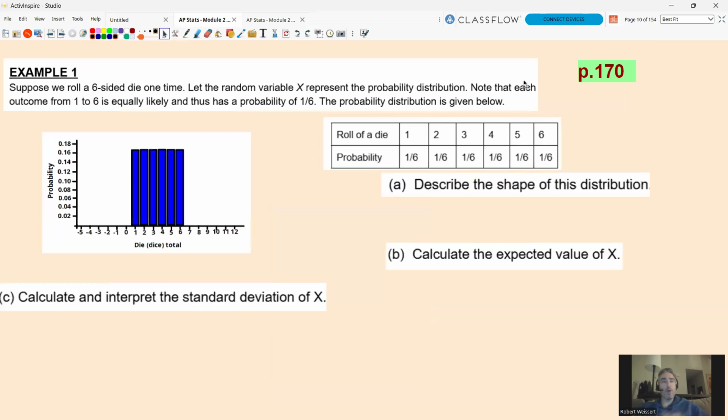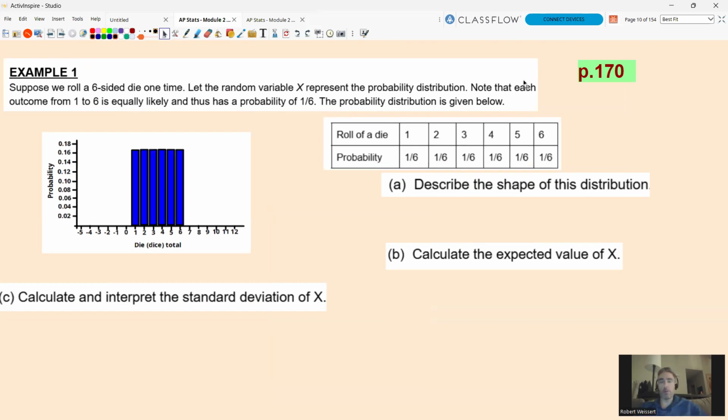All right, example 1. Suppose we roll a six-sided die one time. Let the random variable x represent the probability distribution. Note that each outcome from 1 to 6 is equally likely and thus has a probability of 1/6. The probability distribution is given below.